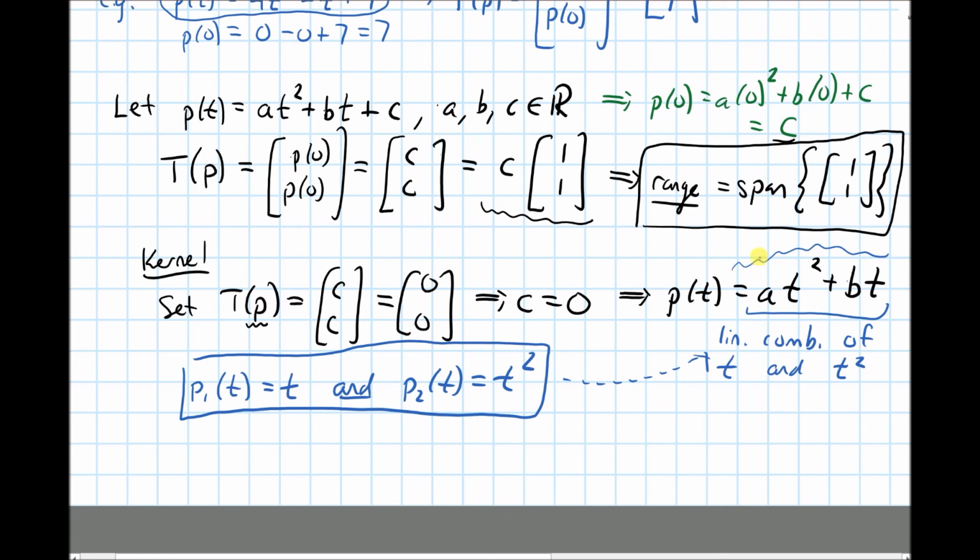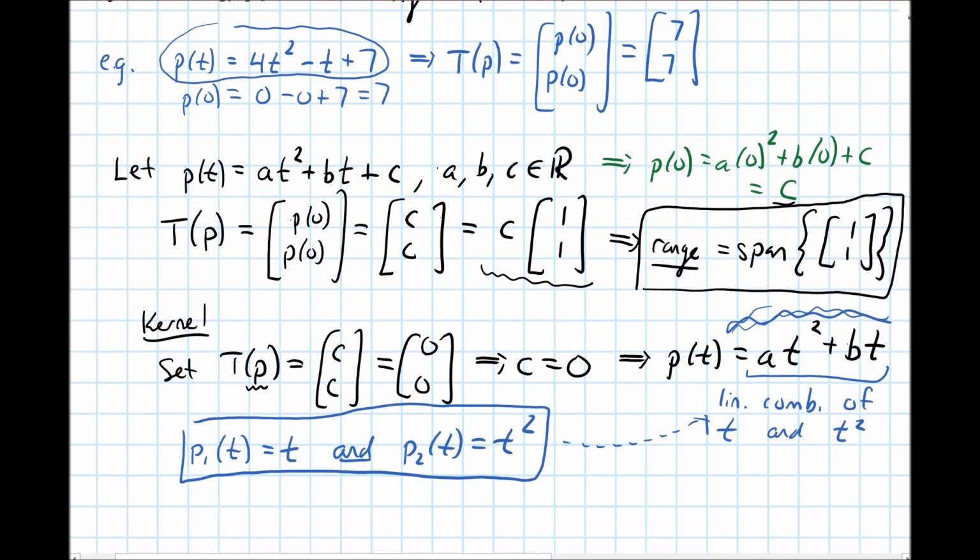So the kernel in general looks like all polynomials of this form where a and b are any real numbers. Conceptually, why things of this form are in the kernel is because if I plug in 0 for the t, this just becomes 0. So the first entry would be 0, the second entry would be 0. So the outputs are both 0. That's why things that look like this are in the kernel.